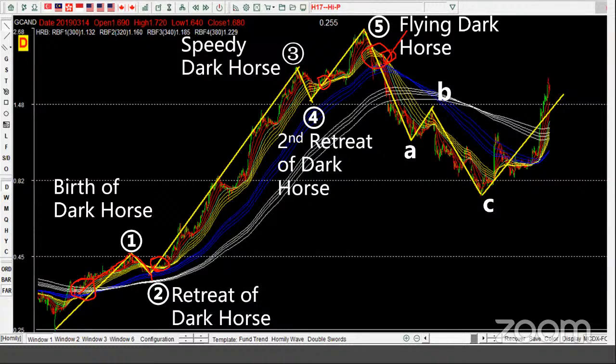But you don't have to worry about that, because you just follow the yellow lines to buy and sell. You can always be quite safe and make sure of the profit if the market gives you the chance to make profit. Okay, that's about the five horses chart.